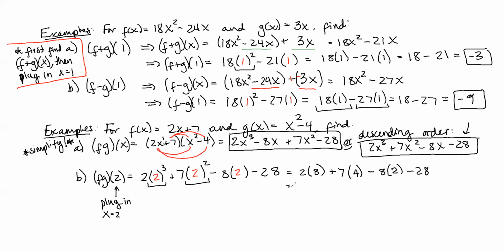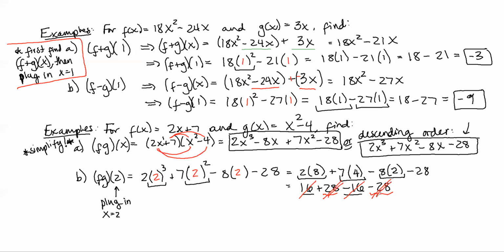So now our multiplication, we're going to have 2 times 8 is 16. 7 times 4 is 28. 8 times 2 is 16. And minus 28. Now, I want you to notice something about this one because we have a 16 and a minus 16. So those guys actually cancel each other out. And we have a 28 and a minus 28. So those also cancel out.